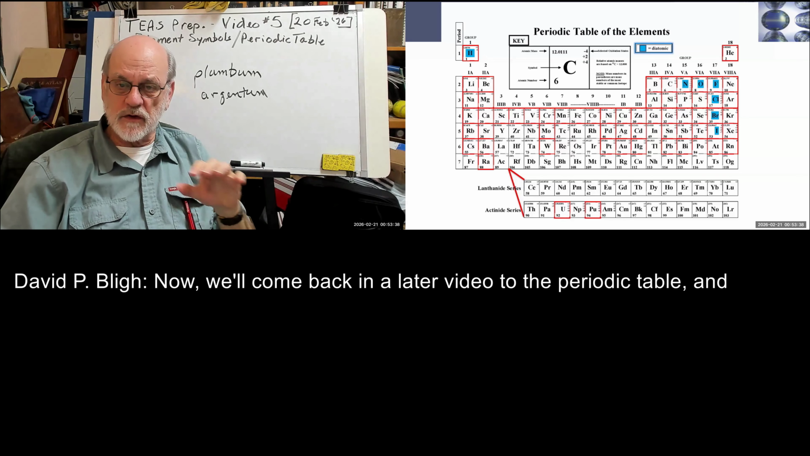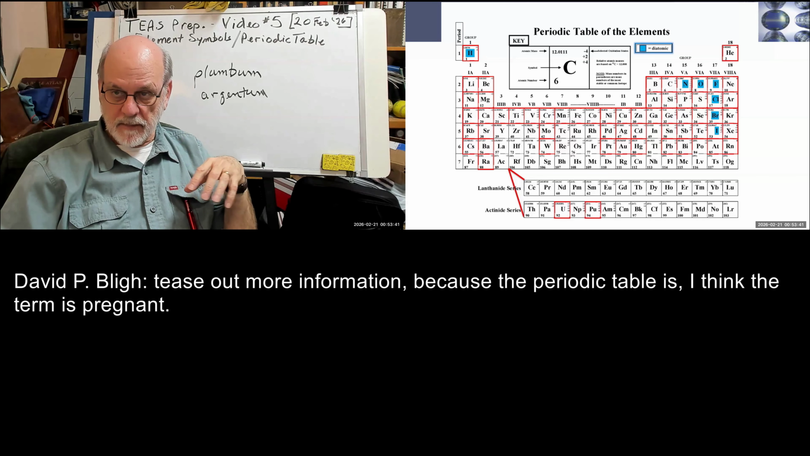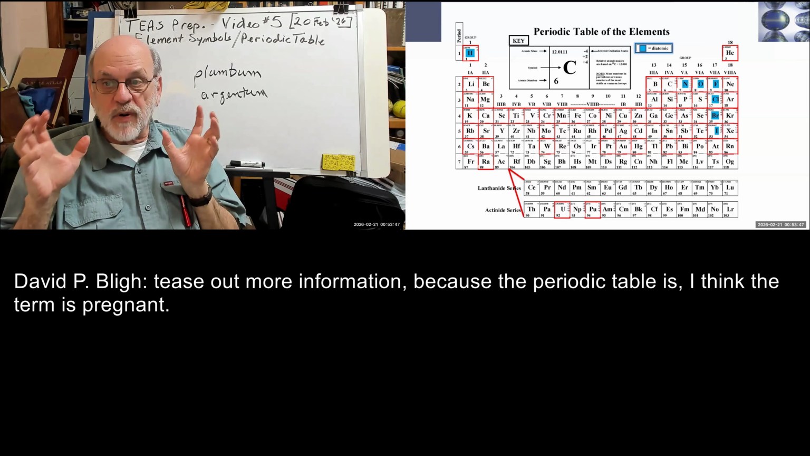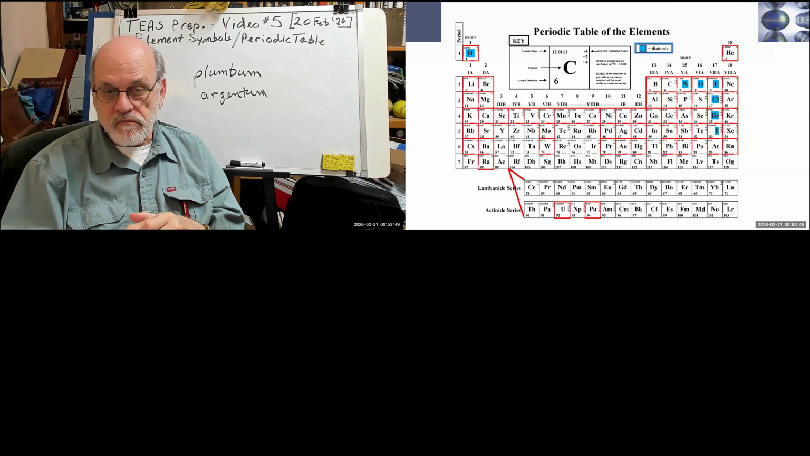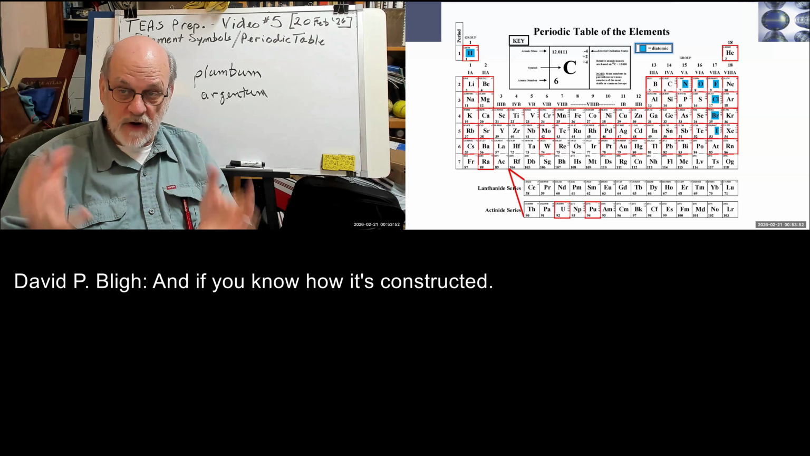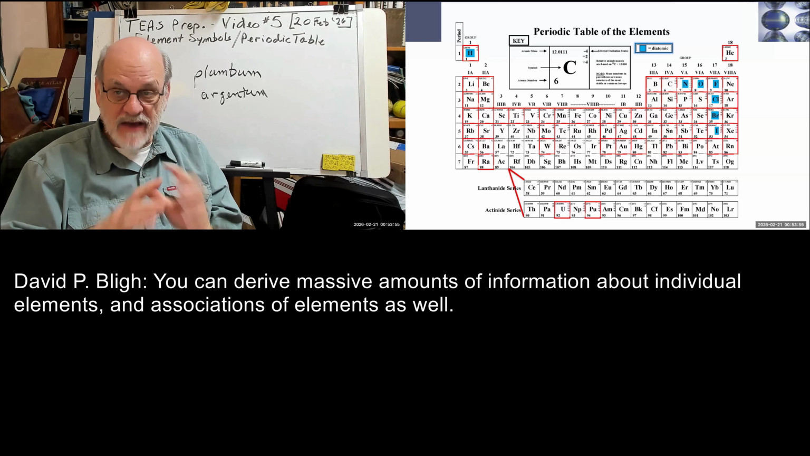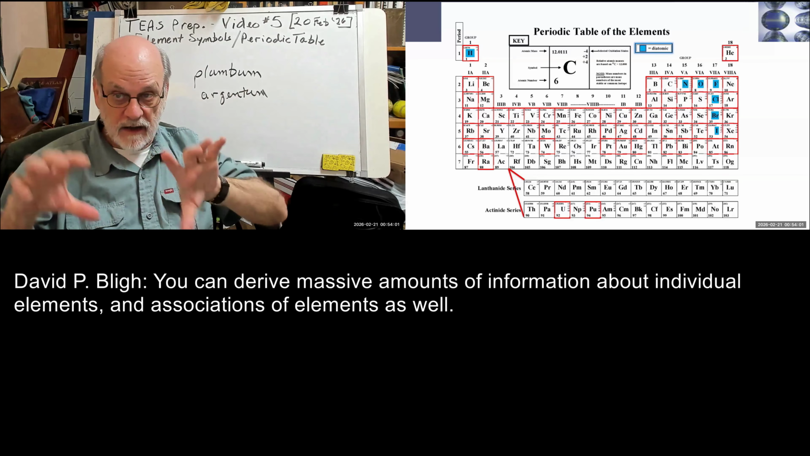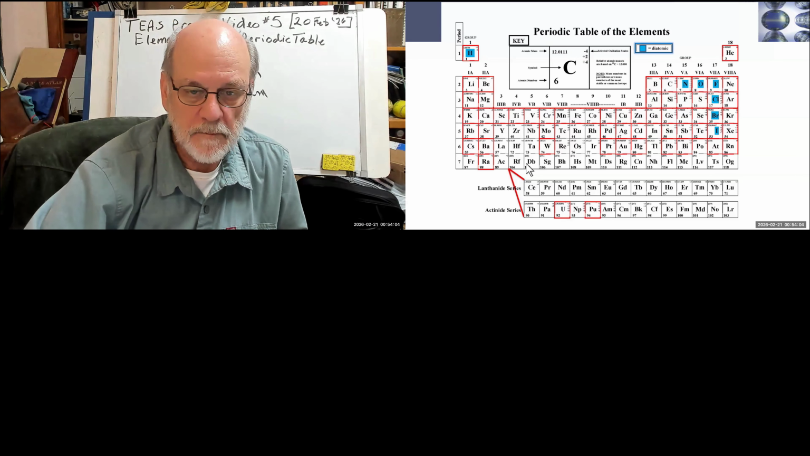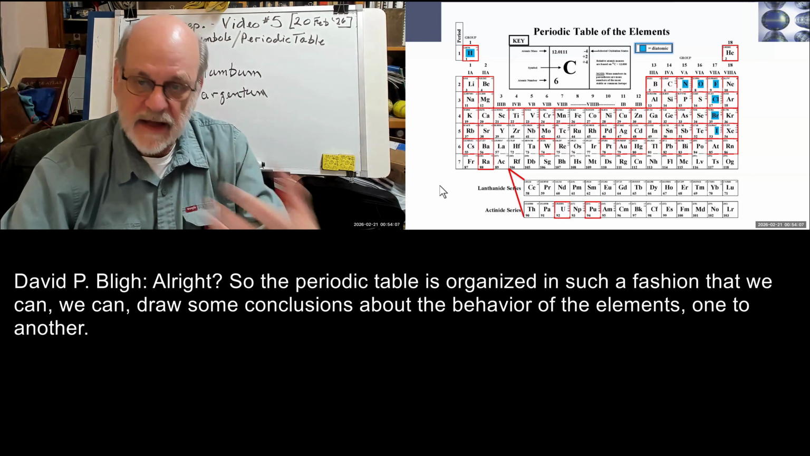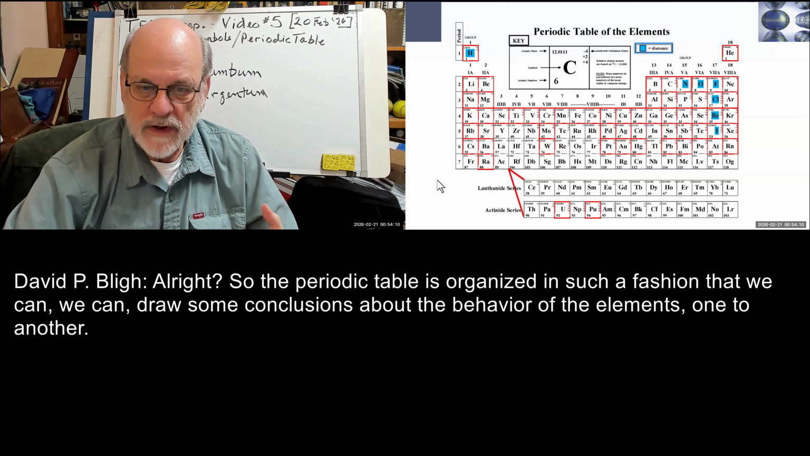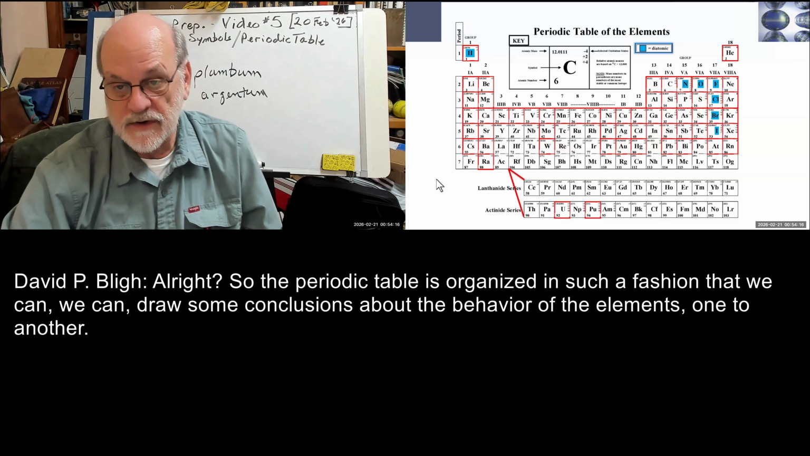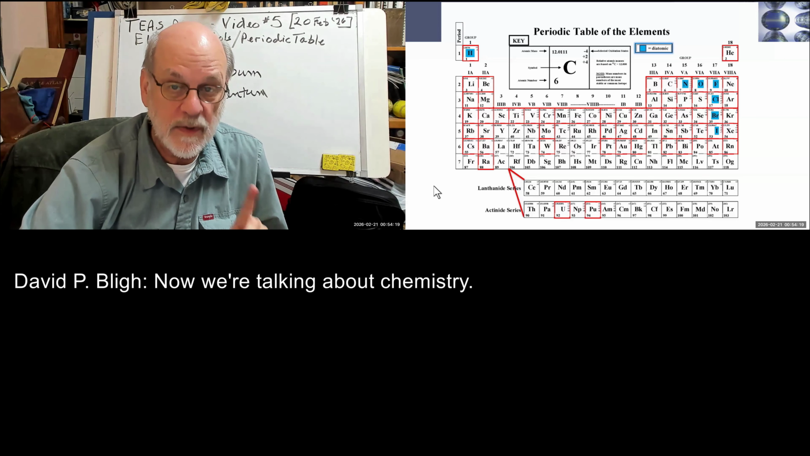Now, we'll come back in a later video to the periodic table and tease out more information, because the periodic table is, I think the term is pregnant with information. And if you know how it's constructed, you can derive massive amounts of information about individual elements and associations of elements as well. All right. So the periodic table is organized in such a fashion that we can draw some conclusions about the behavior of the elements one to another. Now we're talking about chemistry.